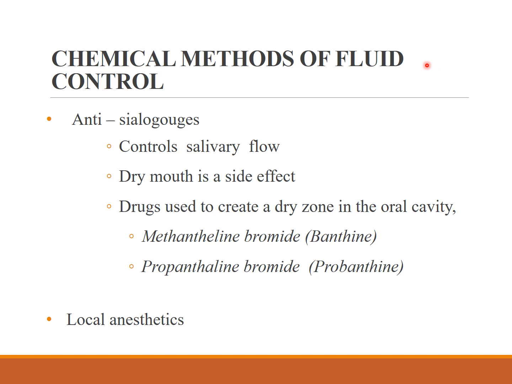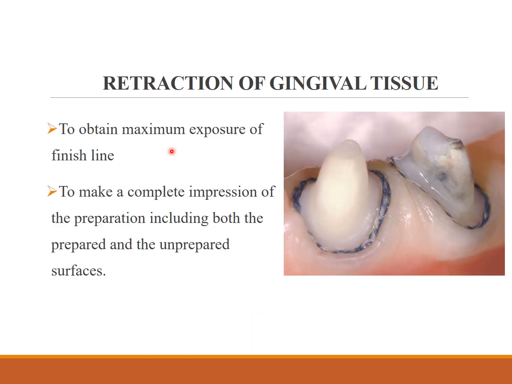Chemical methods of fluid control. So we have seen mechanical. Now we are seeing the chemical methods. Antisialagogues are agents which control the salivary flow. It has a side effect of dry mouth. Drugs which are used are all the bromides, propantheline and methantheline. Also, local anesthesia can be given.